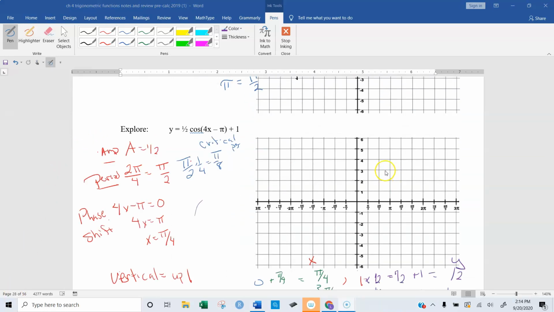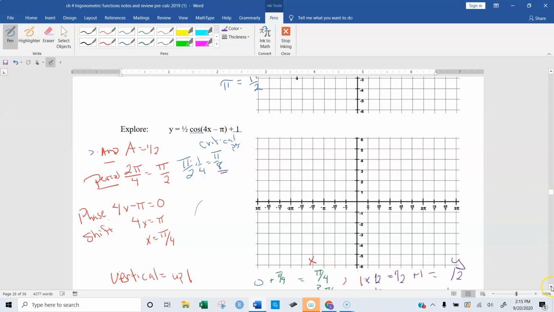Okay, this one had a little bit of everything. I hope you did well. First thing you should recognize was your amplitude was 1/2. Your period, you took 2 pi over 4. 2 pi divided by 4, you got pi over 2. So then you had to take pi over 2 times 1/4 to get your critical values. Your phase shift was 4x minus pi equal to 0, so your shift is pi over 4. And the plus 1 is a vertical shift up 1.